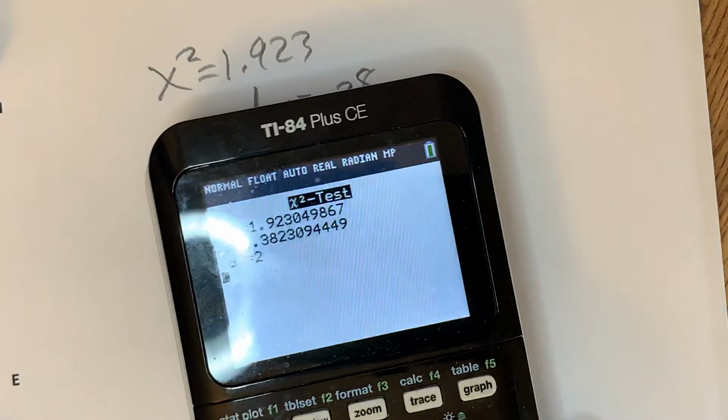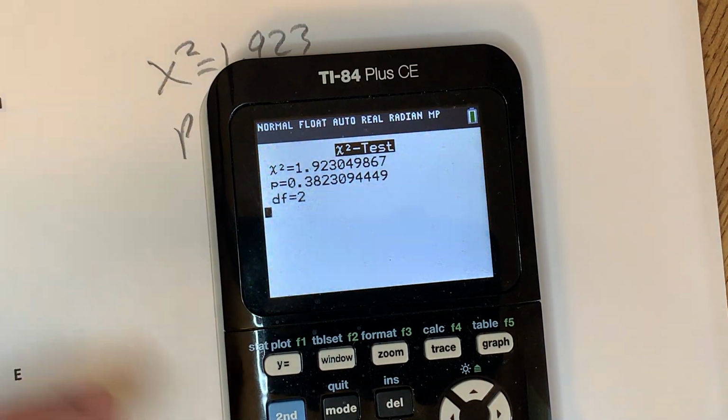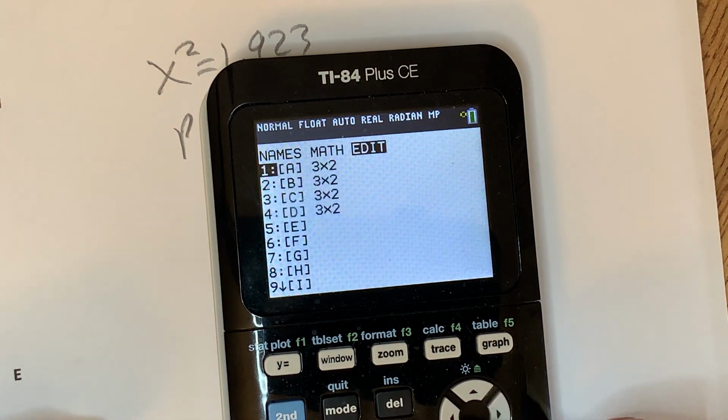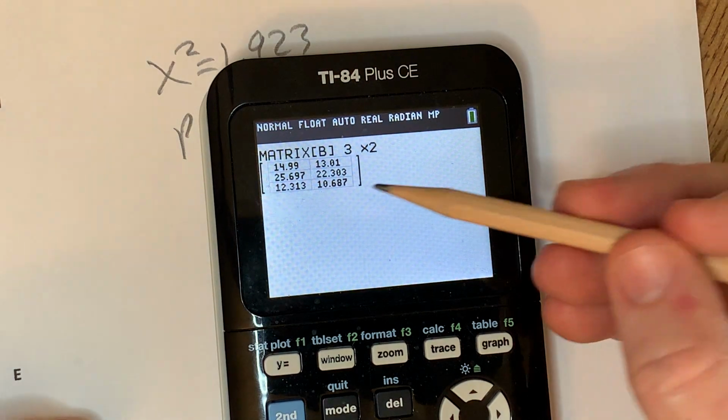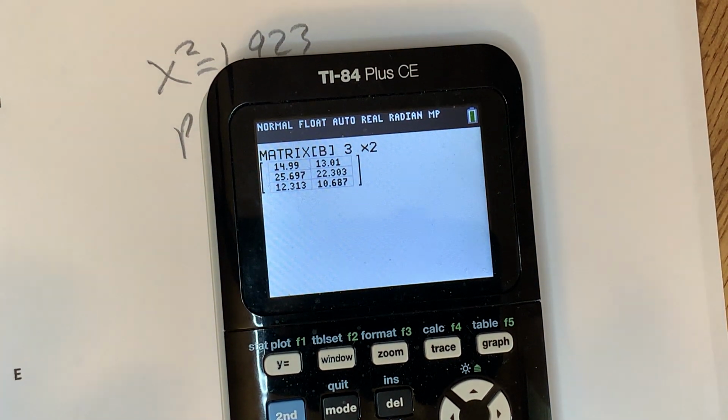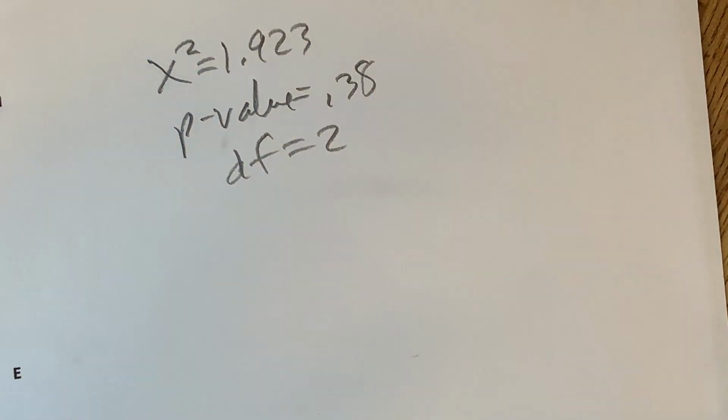And then, of course, we have to write down our expected counts. To look at those, we would go second matrix and just edit matrix B. And there's our expected counts that you would certainly have to write down. Then the last thing that I failed to mention would be to do what is known as a follow-up analysis.